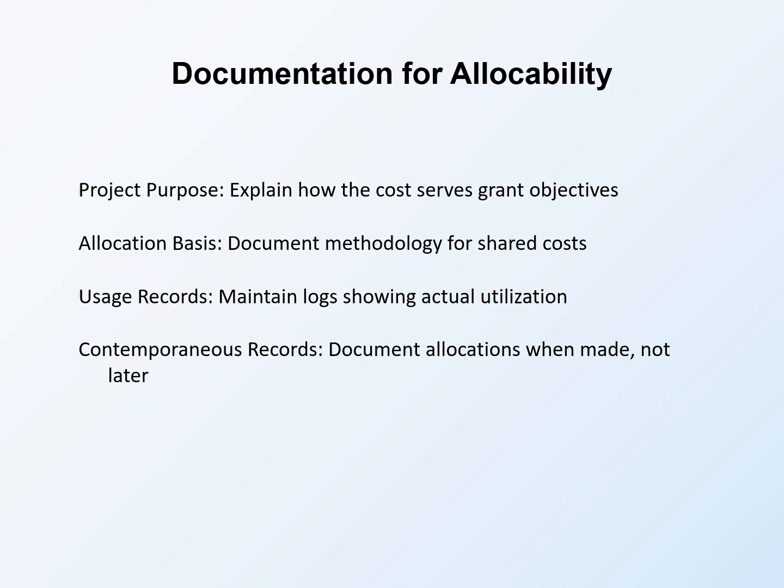Contemporaneous records capture allocations when made rather than later. Deciding months after the fact how to allocate shared costs invites questions about accuracy and motivation. Document your allocation decisions as you make them when the information is fresh and your reasoning is clear.